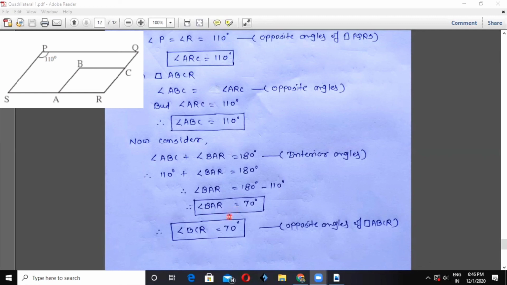Now there is another angle which is exactly opposite to angle BAR, that is angle BCR. So if measure of angle BAR is 70 degrees, measure of angle BCR also will be equal to 70 degrees, because these are opposite angles of quadrilateral ABCR. So in this way, here we have found the measures of four angles of quadrilateral ABCR.